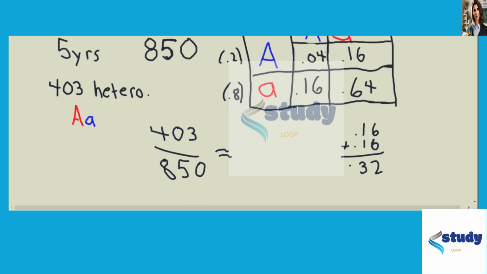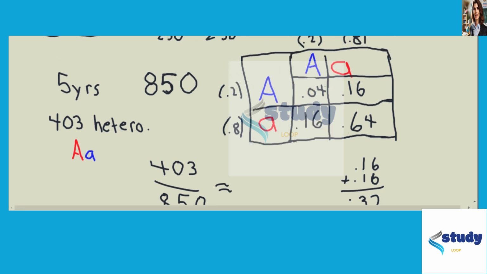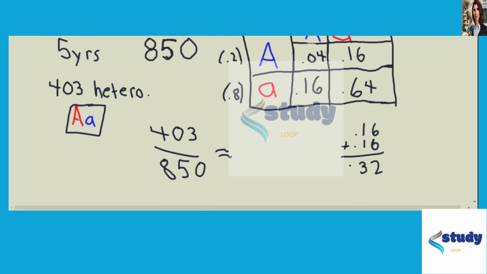Now, what are we told? We're told that in the future, we have a population of 850. So we have new numbers to work with. We're told that 403 of those 850 are heterozygous, which we have here. Don't mind the colors are reversed, but it's the same genotype that we've solved for. And the Hardy-Weinberg principle Punnett square up here. So we can determine this proportion.